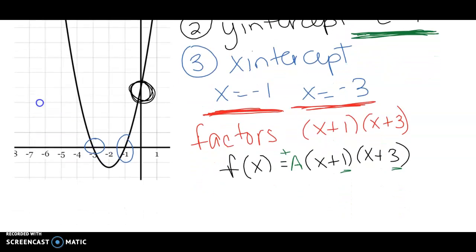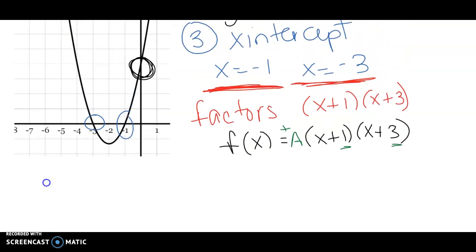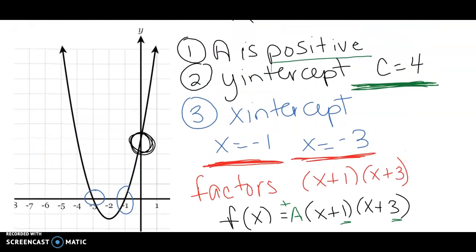All right, let's go ahead and do one more. Oh, never mind. That's it. So I hope this video was semi-helpful, going from the x-intercepts to factors to function. Let me know if you have any questions.